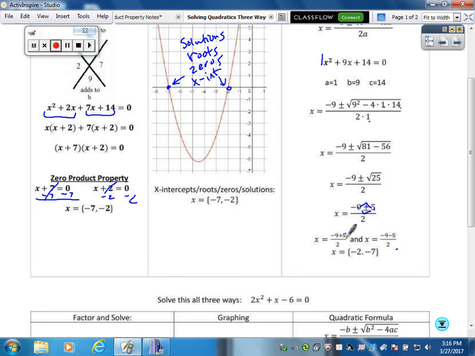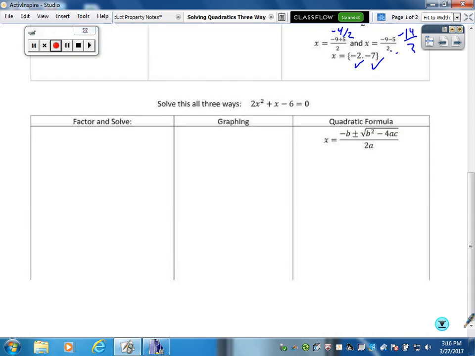Try it out. We've got -9 plus 5, that's -4. Divide by 2 is -2. Then -9 minus 5 is -14. Divide by 2 is -7. So it's time for you to try one of these.